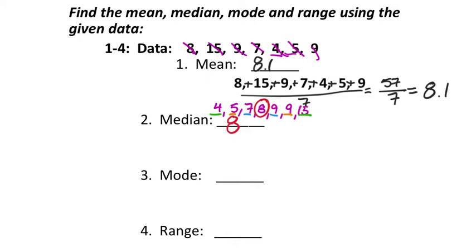The mode. Having these in order from least to greatest should tell us the mode right away. Only the 9s happen more than once, so in this case, 9 is the mode. It's the most often occurring one, and there can be more than one. Then we need the range. To find the range, we take the biggest of the values, which is 15, and subtract the smallest of the values, which is 4, and that is 11.